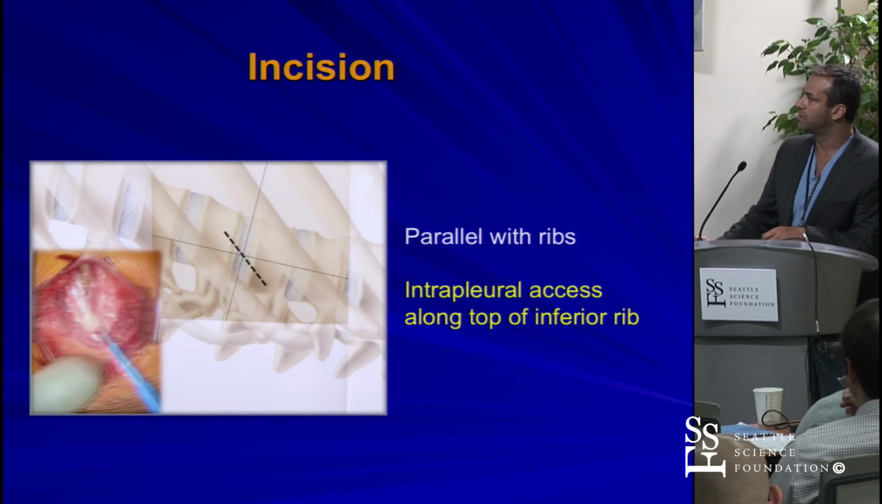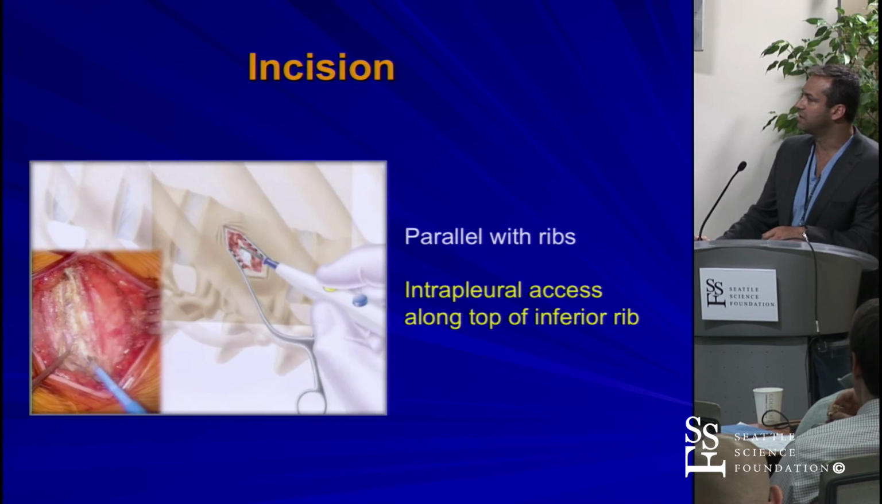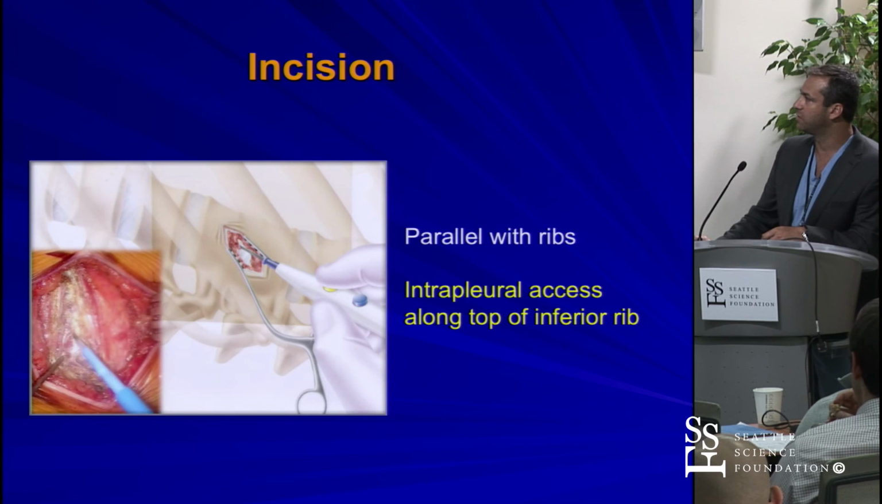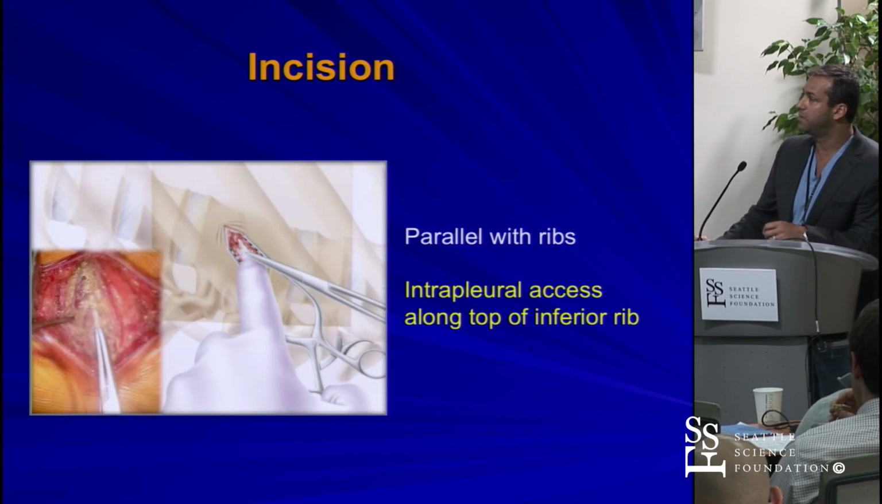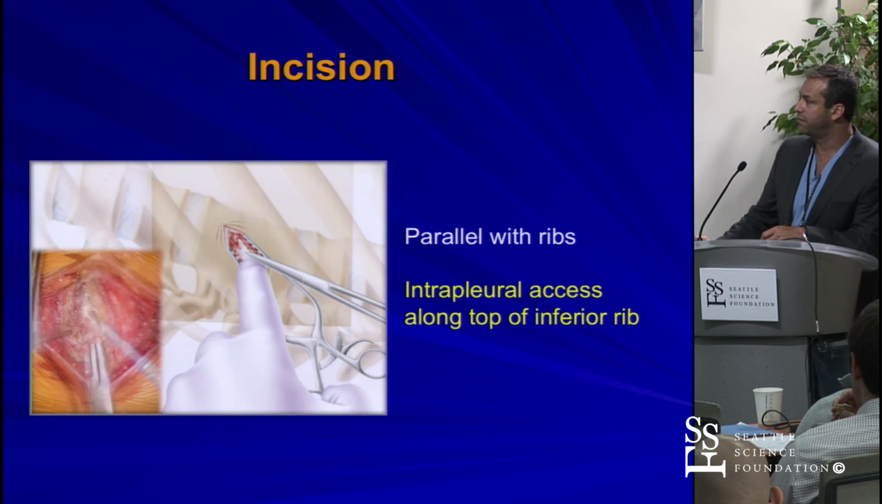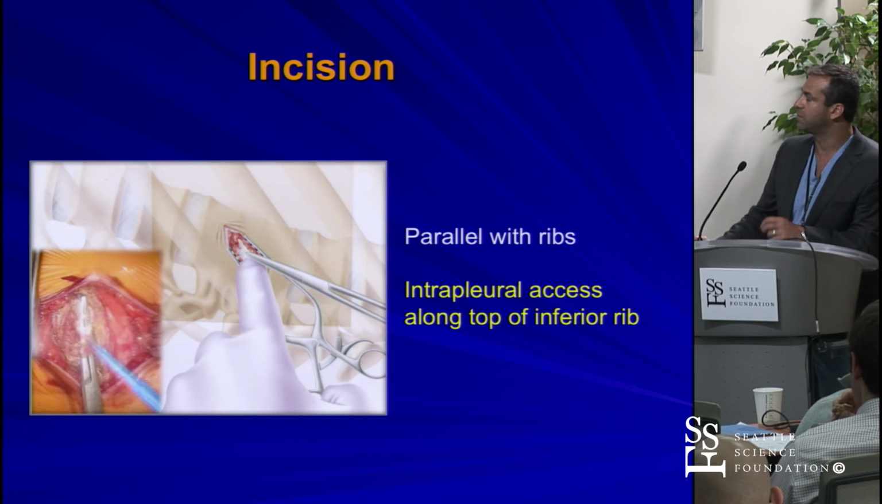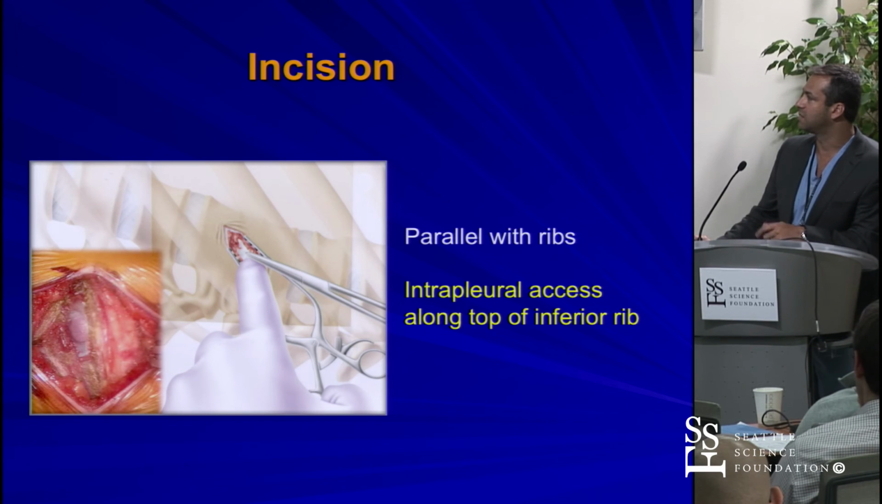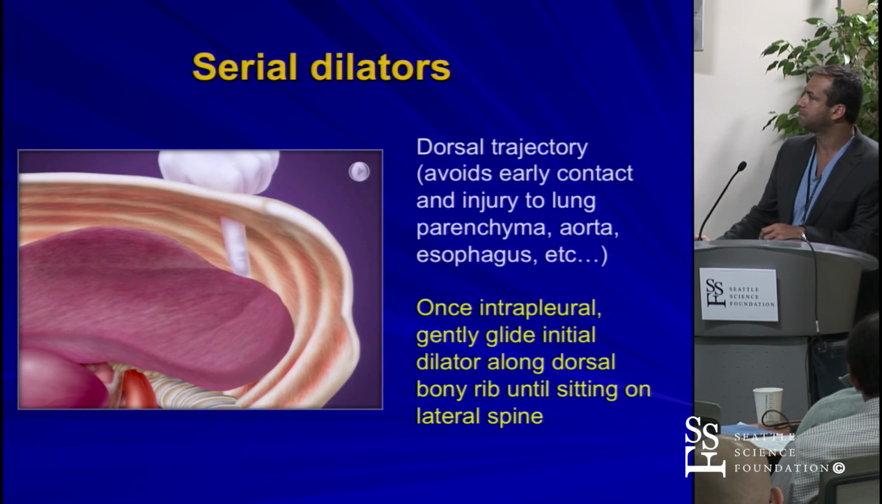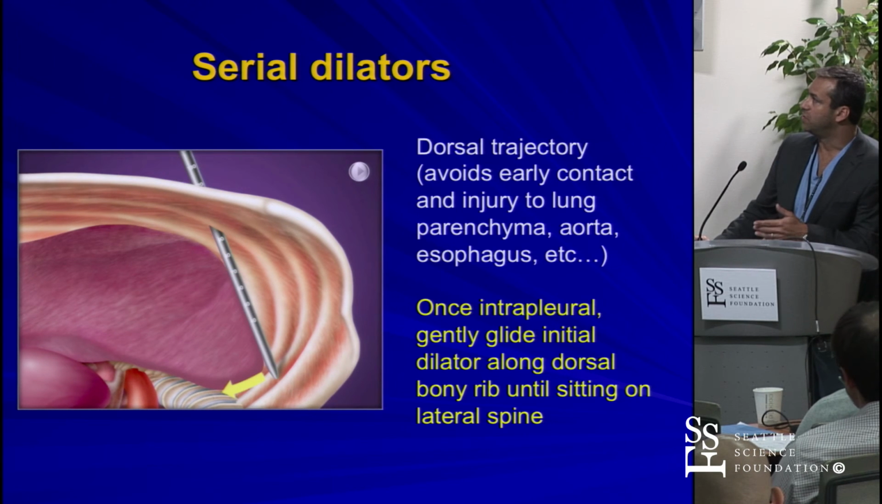Your incision is going to run parallel with the ribs. You can see here dividing of the intercostals, showing the superior aspect of the inferior rib. Obtain interpleural access along the top of that rib. The dilators are advanced in a dorsal trajectory.